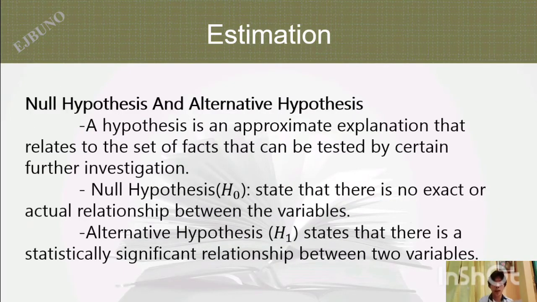Estimation, null hypothesis and alternative hypothesis. A hypothesis is an approximate explanation that relates to a set of facts that can be tested by certain further investigation. The null hypothesis states that there is no exact or actual relationship between the variables. The alternative hypothesis states that there is a statistically significant relationship between two variables.